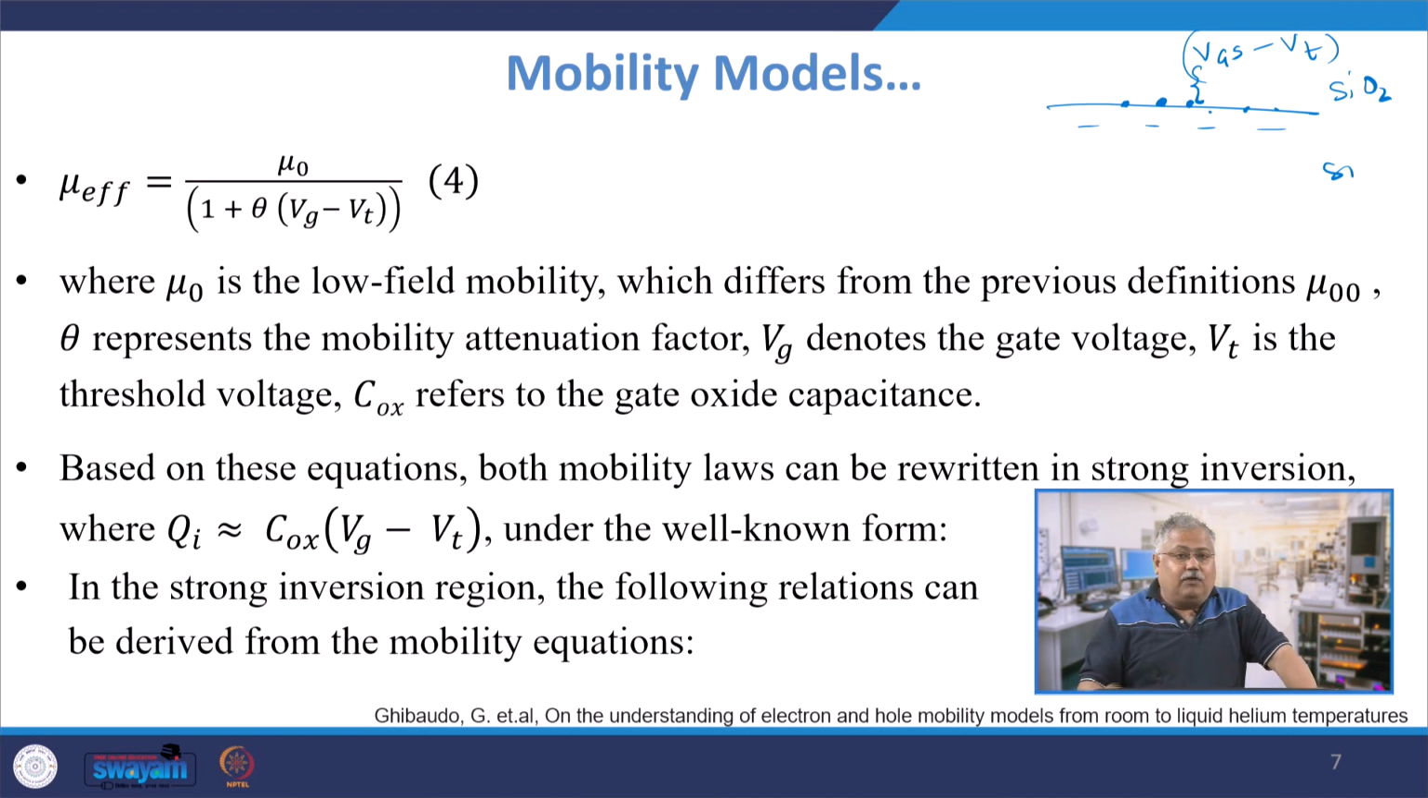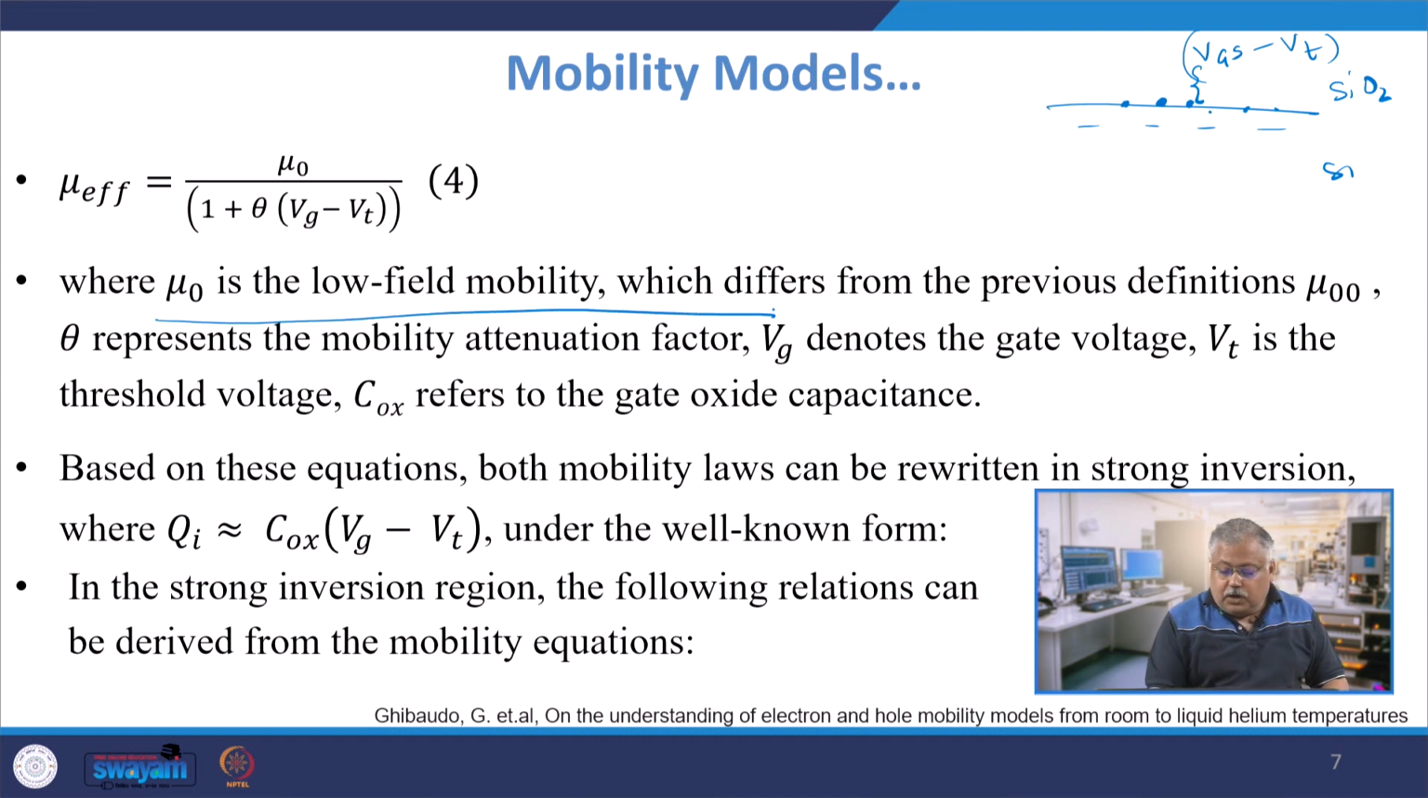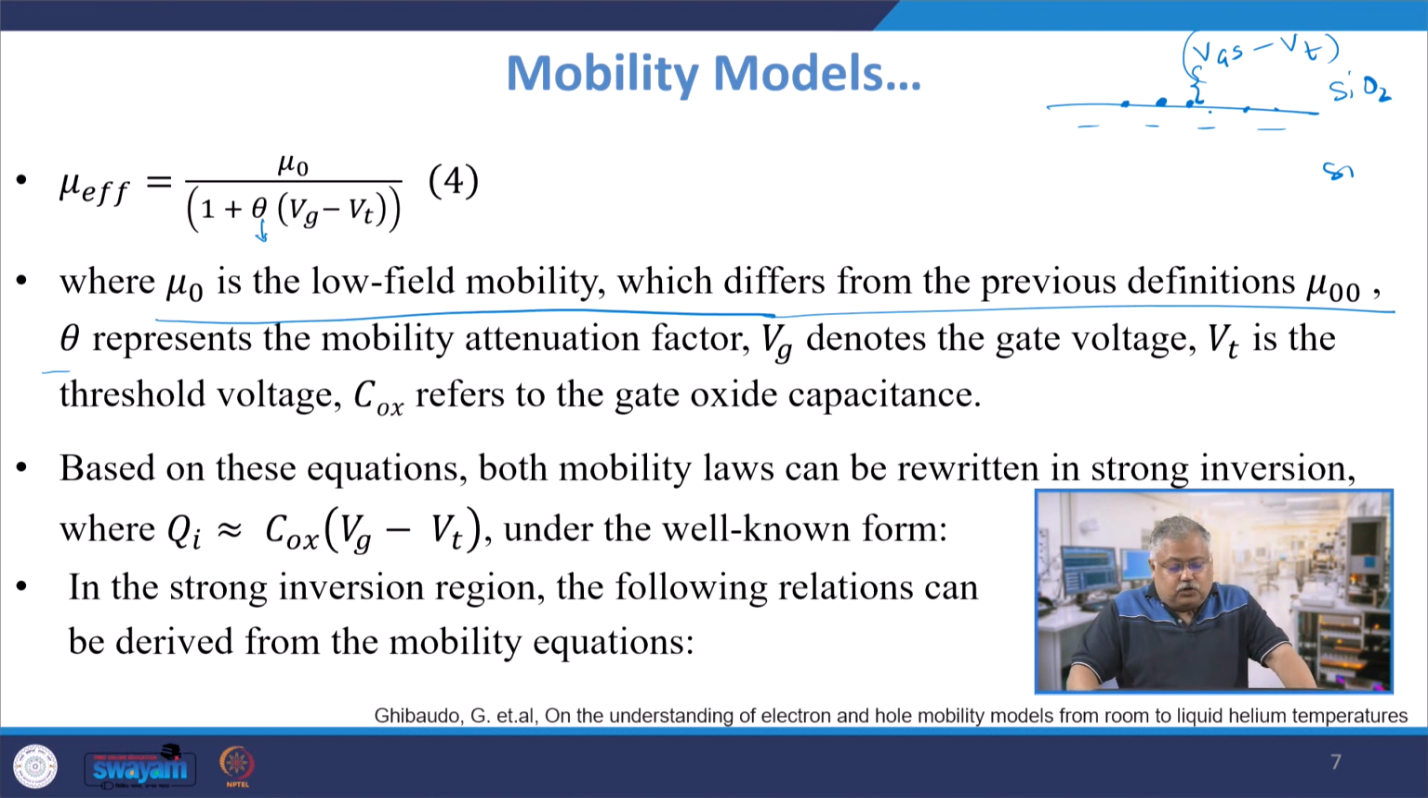Theta has a value of 1 by Vg, and Vg minus Vt is the effective voltage available at the input side. Now, mu 0 is the low field mobility, and it is different from mu 00 because theta represents the mobility attenuation factor. The higher the value, the lower the effective field mobility, and the higher the attenuation. Vg represents the gate voltage, Vt is the threshold voltage of the device, and Cox is of course the gate oxide capacitance.